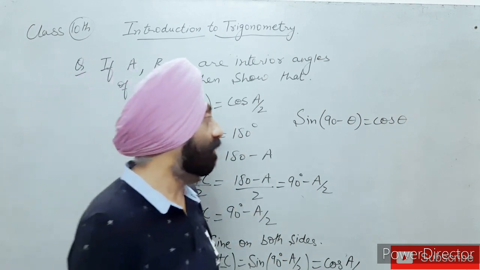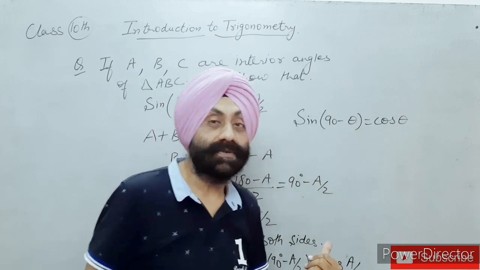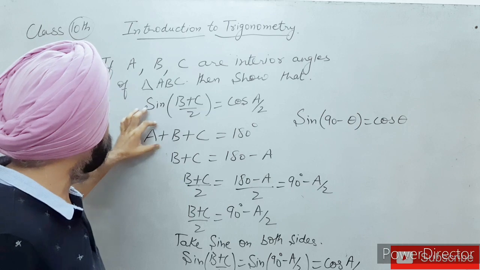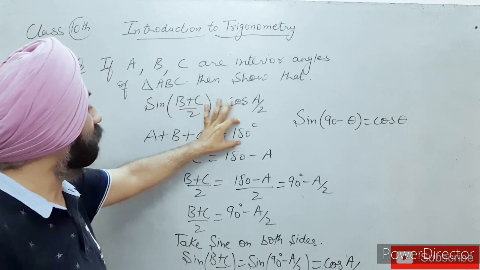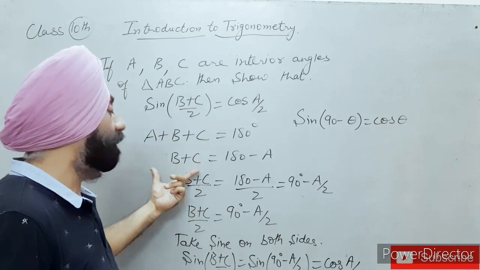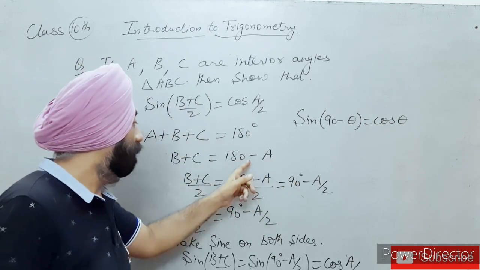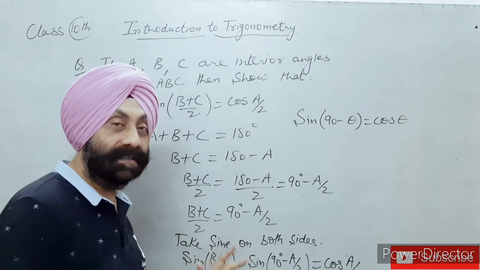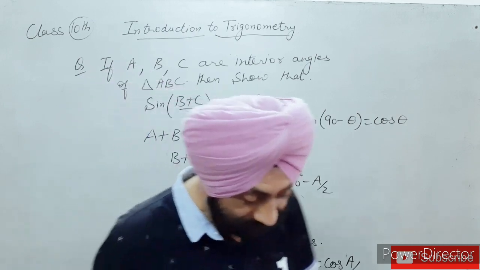Again, the concept of complementary angles was used in this question, and the angle sum property, that is angle A plus angle B plus angle C is 180 degrees. I need (B plus C) by 2. So keep B plus C on one side, shift the other angle A to the right hand side and proceed like this. Hope it's again very clear to you.